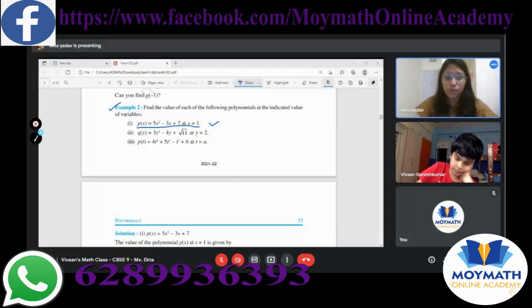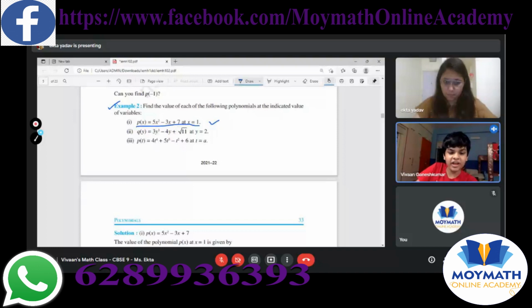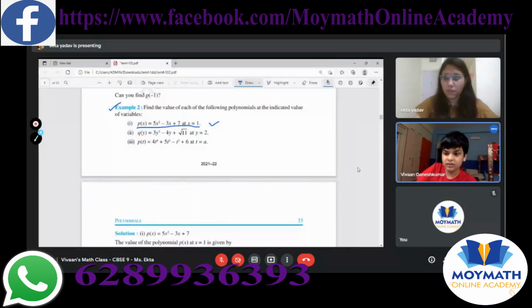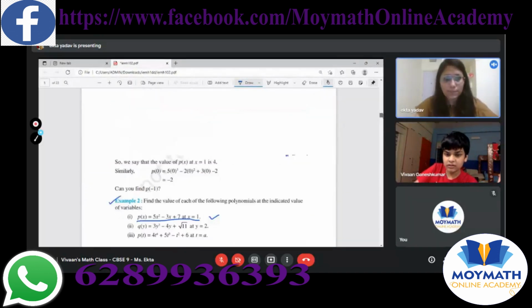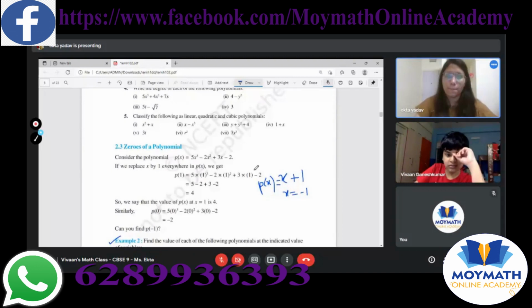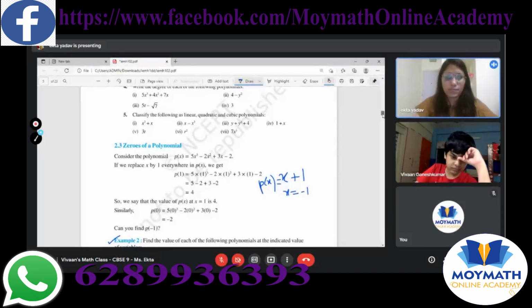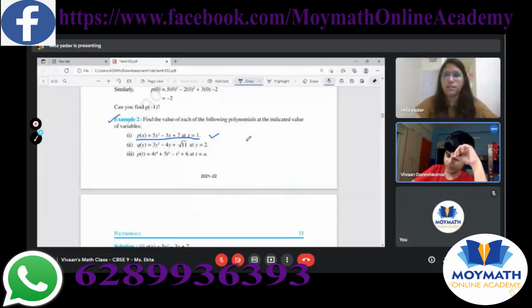Example number 2, page number 32. Ma'am, aren't we doing example number 1? Example number 1 they have already solved, so that's why I'm taking this one.